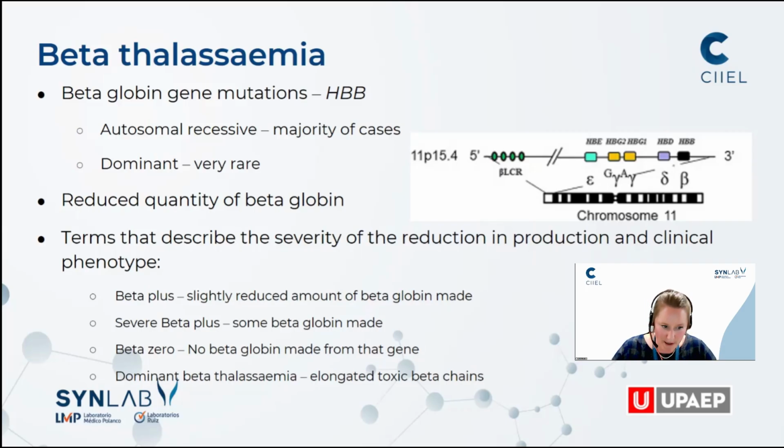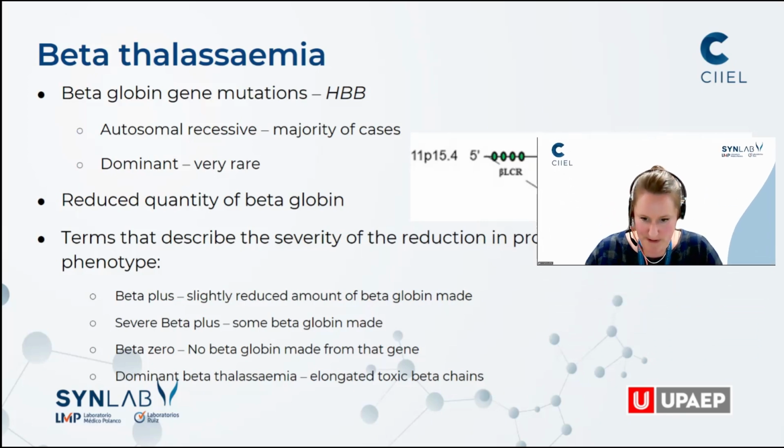So there's beta plus thalassemia, where you have a slightly reduced amount of beta globin. You have severe beta plus, where you have a little bit of beta globin made. You have beta zero, where you have no beta globin made from that gene. And then we have these dominant beta thalassemias, which we just touched on.